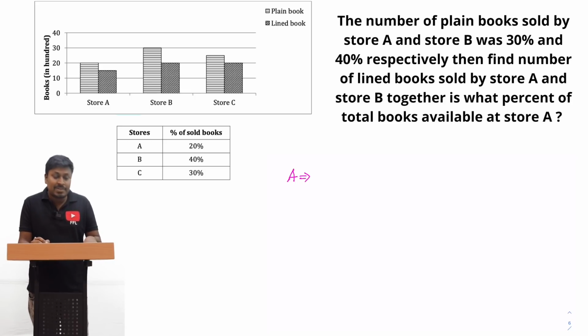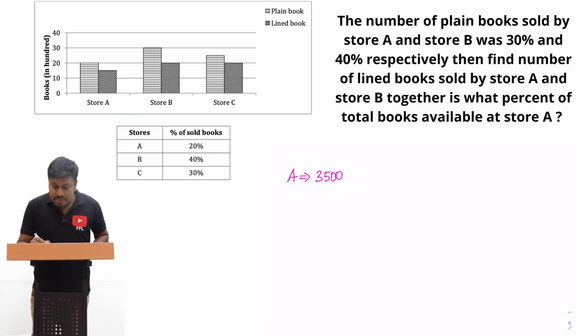So 15, all the values are in 100, right? So 15 into 100 will be 1500. So 2000 plus 1500 is 3500. So 3500 is the total number of books produced from store A. Out of this total number of books, what percentage of books are sold? 20%, right? First let me find what 20% is, which is 20 by 100 times 3500, that is 700.